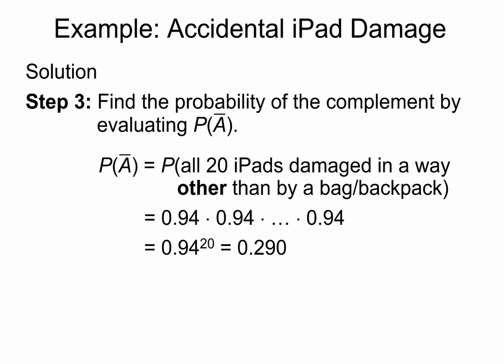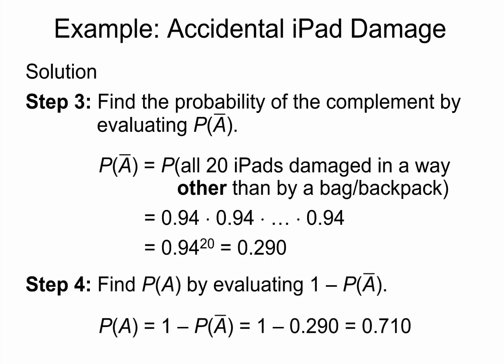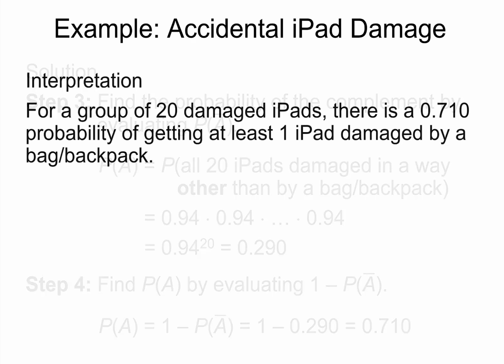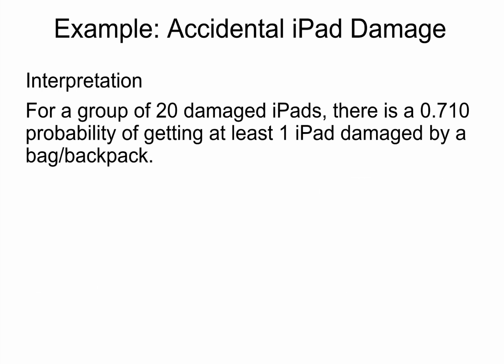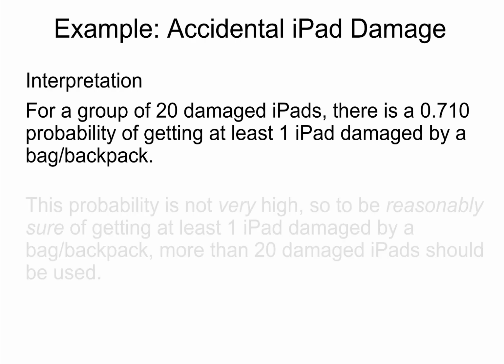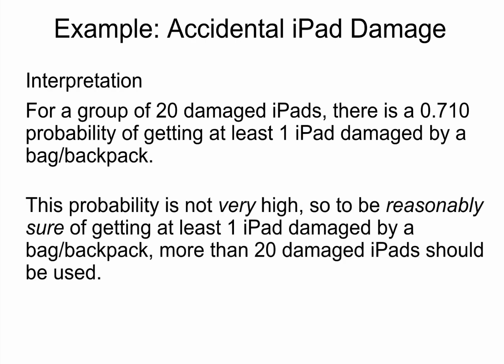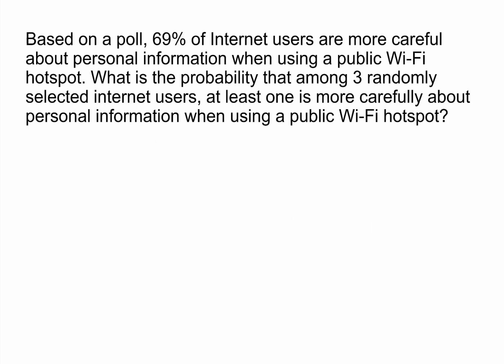So we multiply 0.94 times itself 20 times, raise it to the 20th power, and we get a probability of 0.29. So therefore, the probability of the event A, which is the one we really want, is 1 minus 0.29 or 0.71. So for a group of 20 damaged iPads, there's about a 0.71 probability of getting at least one among those 20 that was damaged by a bag or a backpack. This probability is not very high, so to be reasonably sure of getting at least one, we might want to select more than 20 damaged iPads.